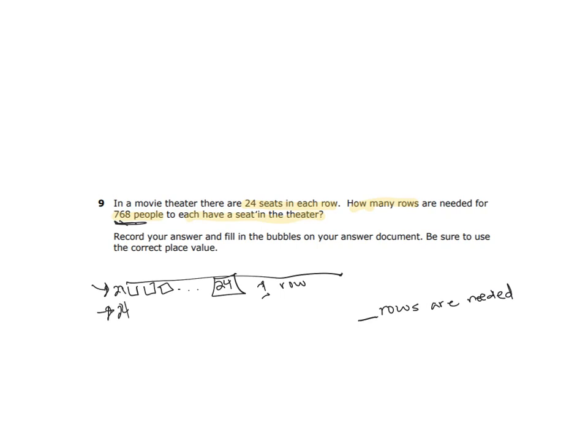So basically what I'm doing is division, because I'm splitting up the 768 people by putting 24 people in each row. So I'm going to separate the people into the rows to figure out how many rows I'm going to need by dividing. So I have 768 divided by 24.